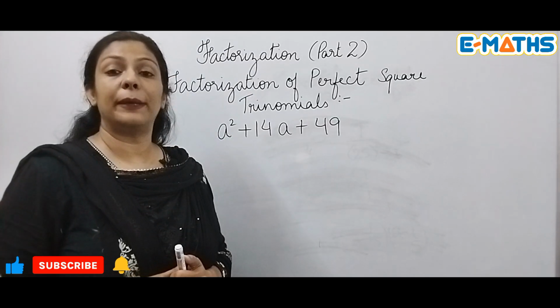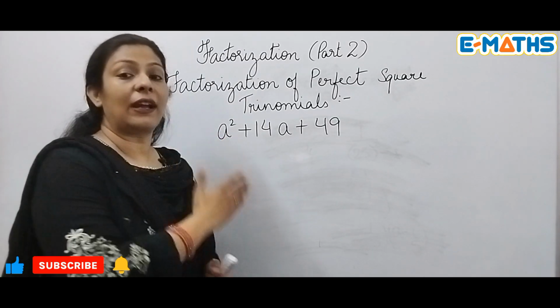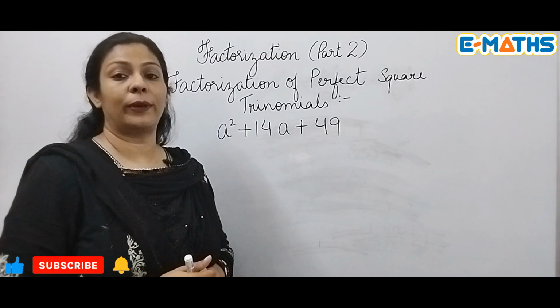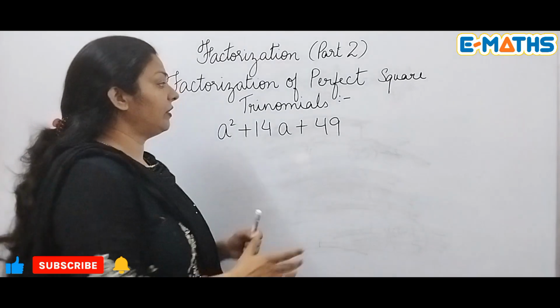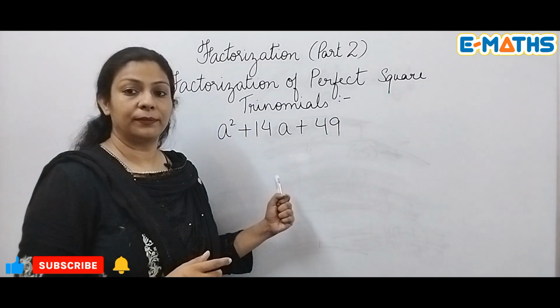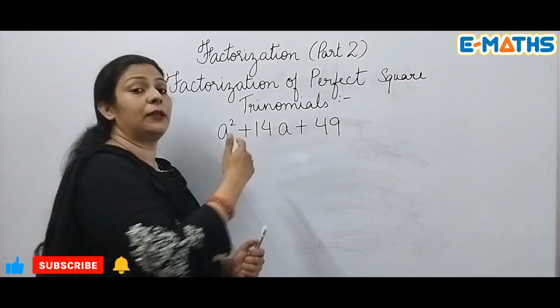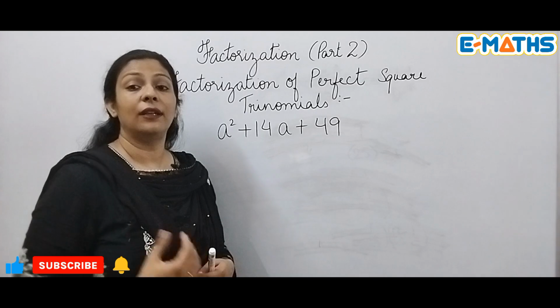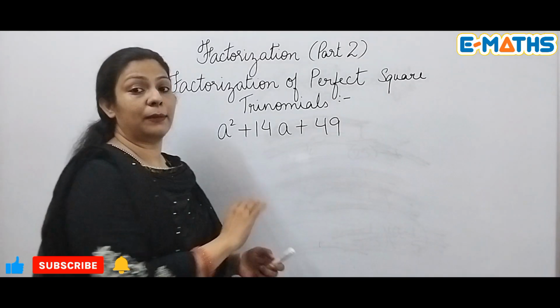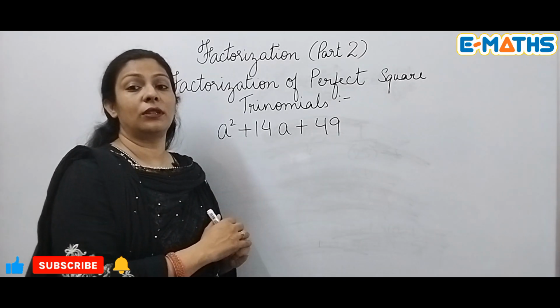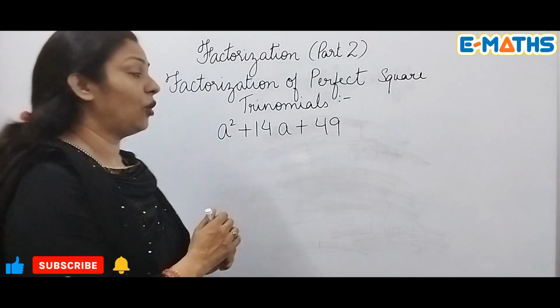Now the next method that I have is factorization of perfect square trinomials. If in a question you have a trinomial and you see that your terms can be written as a perfect square, then you can apply this method to factorize the trinomial.